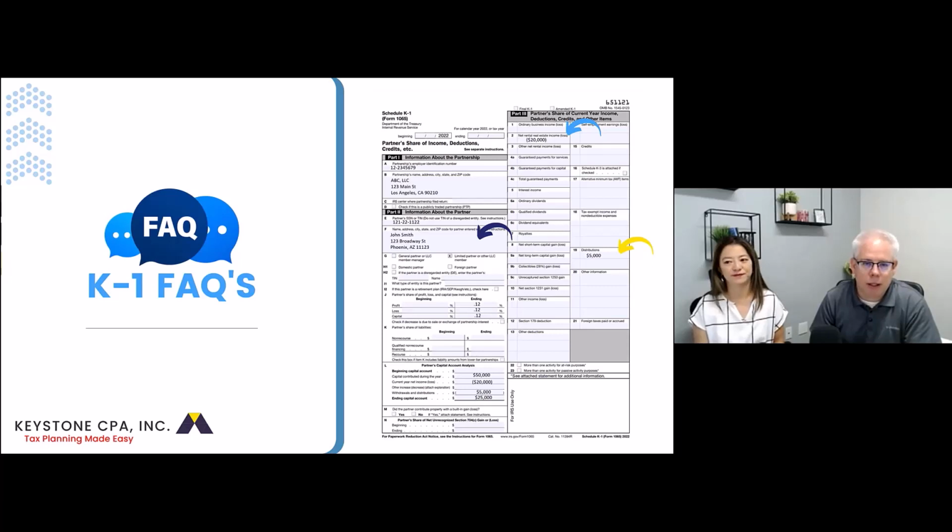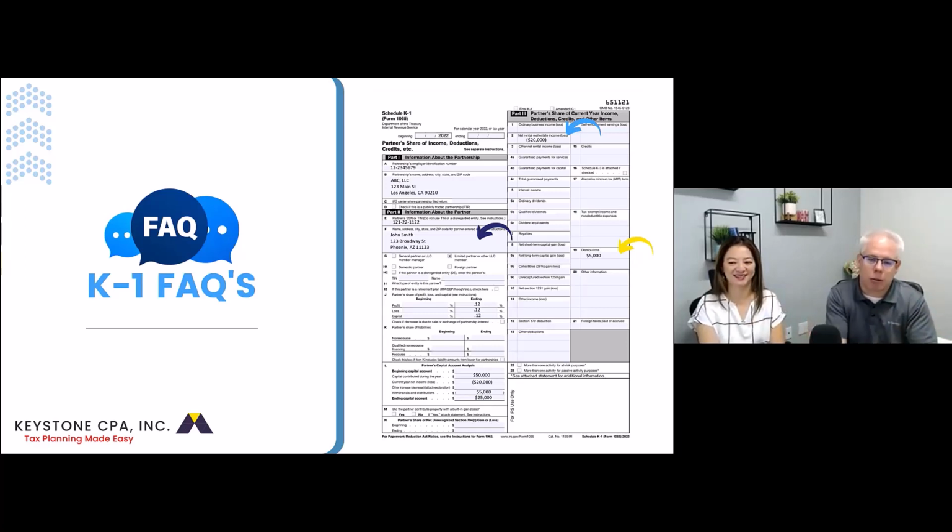Yeah, so the first thing that comes to mind, and we've highlighted a couple of these areas, is part two, information about the partner. That's the information about you as the investor, right? So that's the dark blue area. Going back, think back to when you actually invested in the partnership. In this syndication, our partnership is called ABC LLC because we're very creative. But think back to when you invested in it. How did you invest in it?